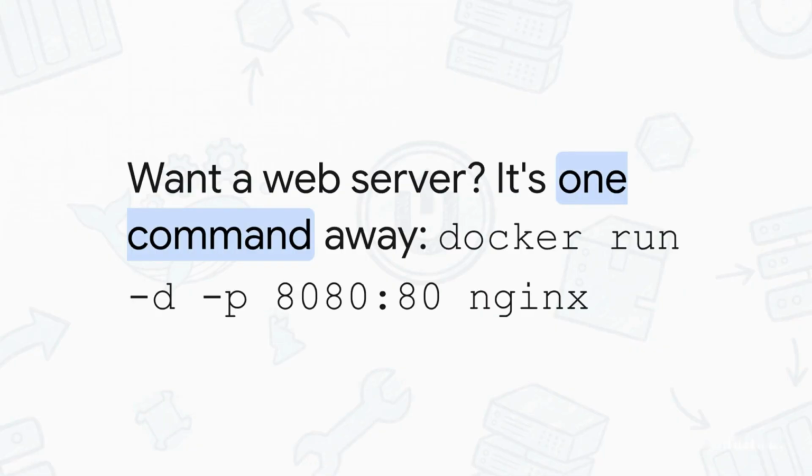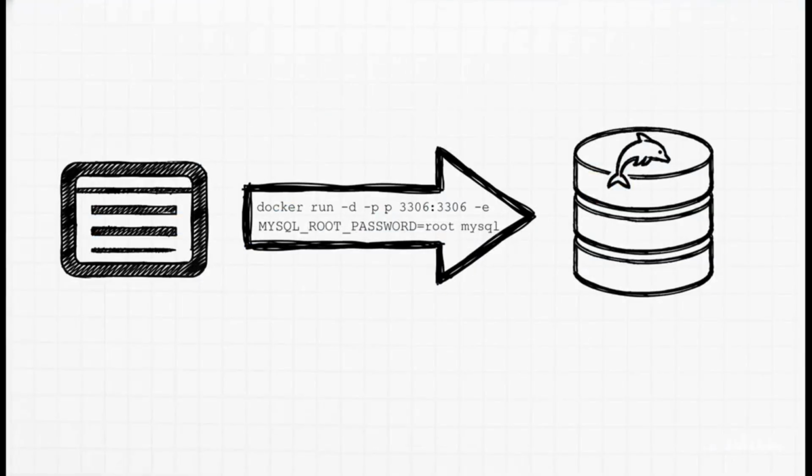It's that fast. Want to see that again? How about a database? Need MySQL for your next project? You guessed it, it's one command. This one line downloads MySQL, sets a root password for you, and gets it running and ready for connections. You can have a fully functional, totally isolated database up and running in literally seconds. This is the magic of Docker.